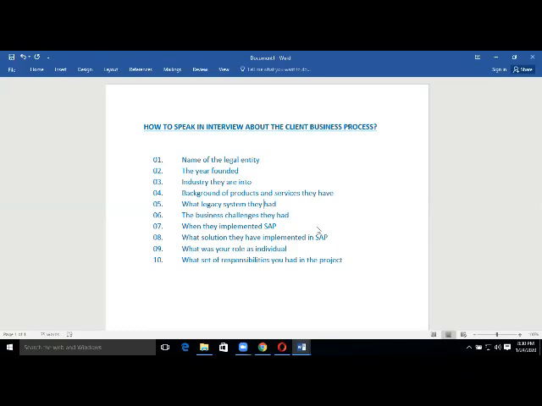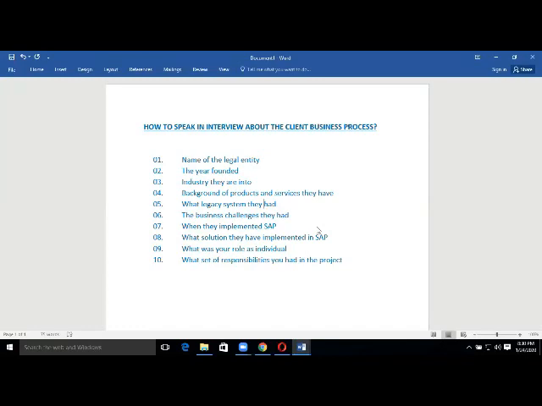Key aspects: you have to understand the name of the legal entity, the year they were founded, the industry they are into, the products and services they have, what legacy system they had before implementing SAP applications, what challenges they had in the legacy system, why they decided to implement SAP applications, what solutions or modules they implemented in SAP, and what your roles and responsibilities were. On top of that, you can share further, and after this, you can share the project experience that you had.